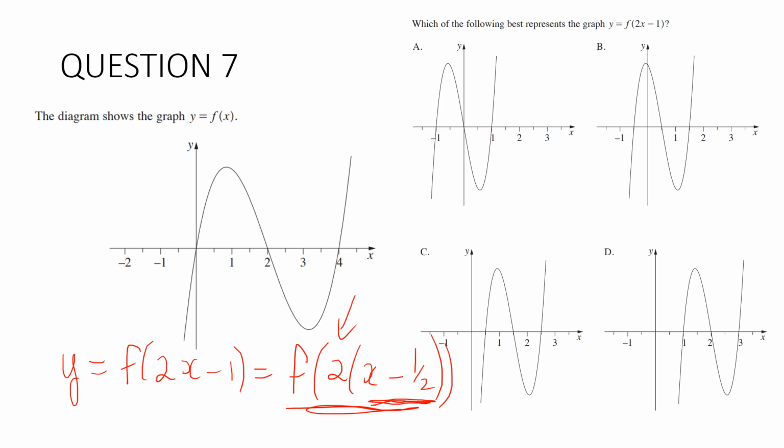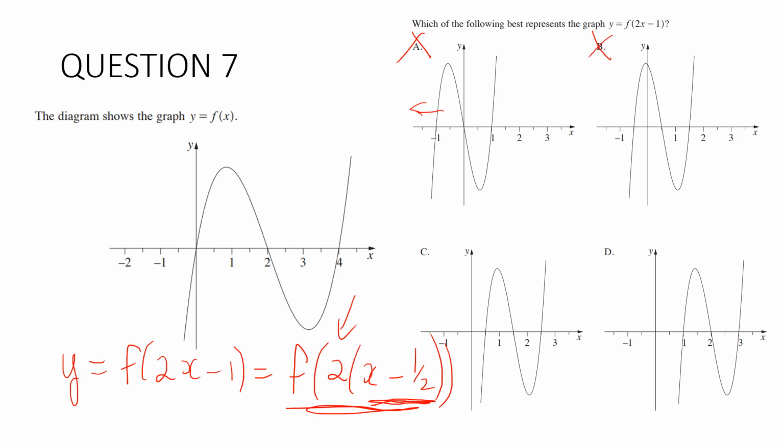Okay, so let's see if we can knock a few out. Look, it's not A, is it? Because that's going to the left. That's shifted over to the left. Yep, it's not A. B, that's shifted over 2 units to the left. I don't think it's that one either. C and D are both possible.